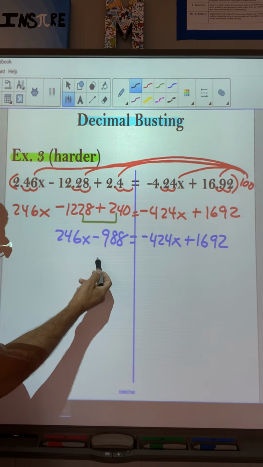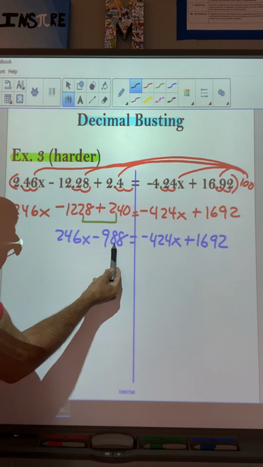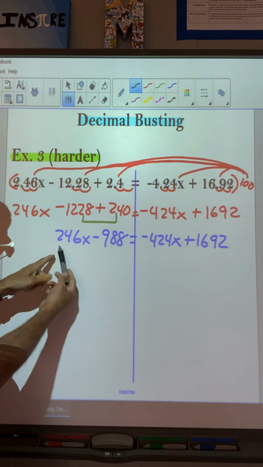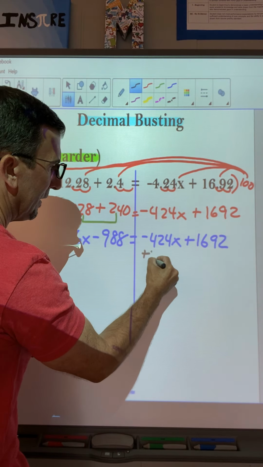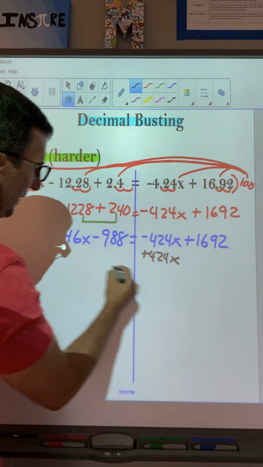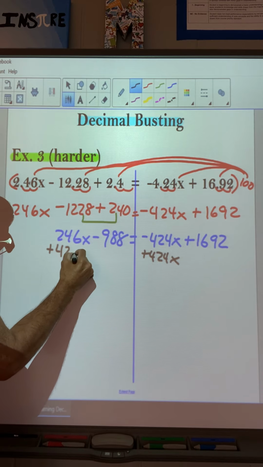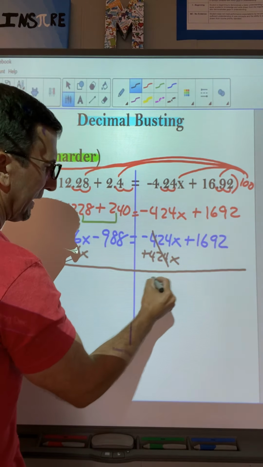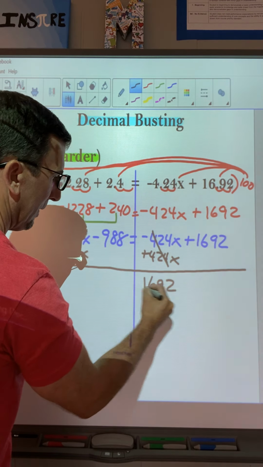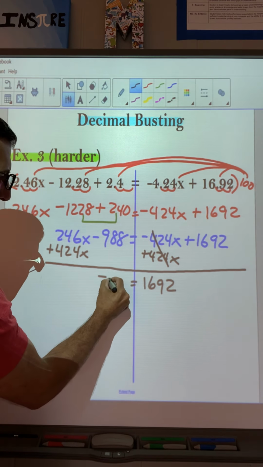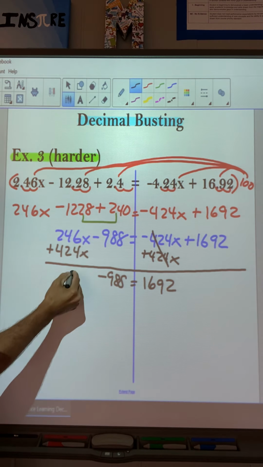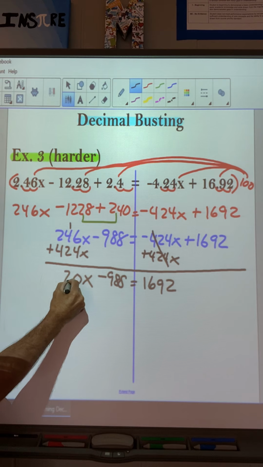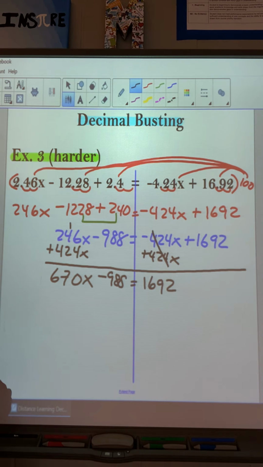Okay, now I have an x over here, there, I can't combine those. So I'm going to move this negative x over to here. So I'm going to add 424 x's. Add 424 x's. So that's 0. Bring this down. Bring that one down, negative 988. Let's add these two together. That's 10, carry my 1, that's 7. Okay, so that's 670x.